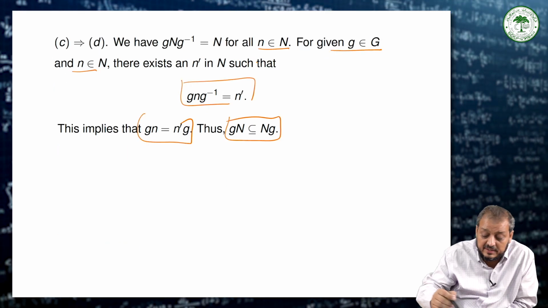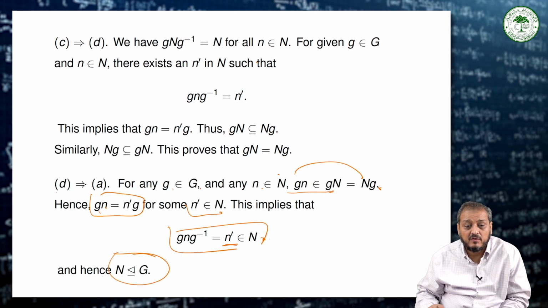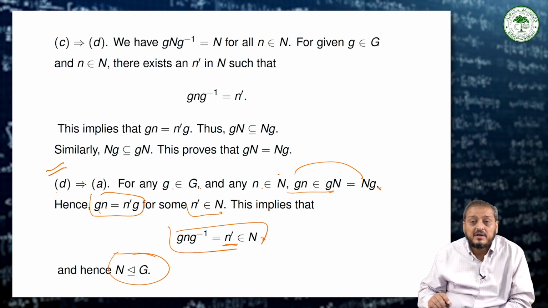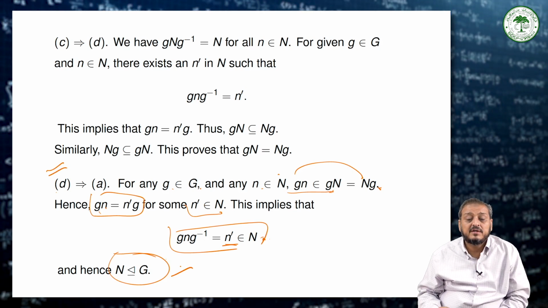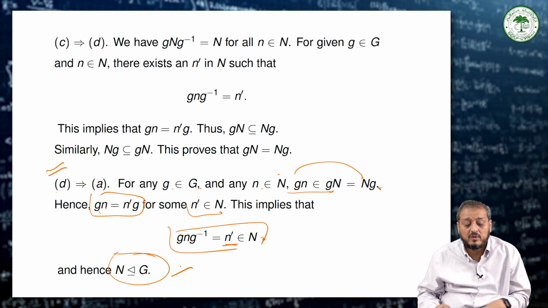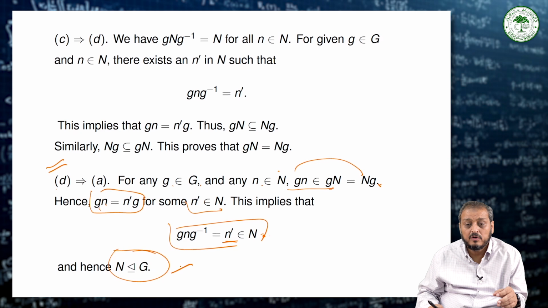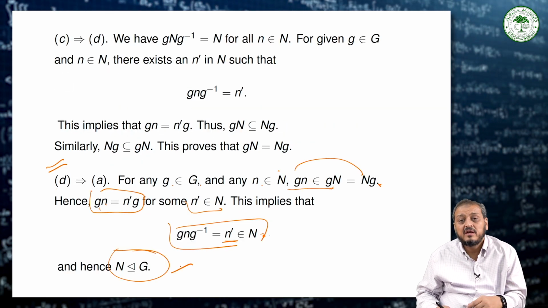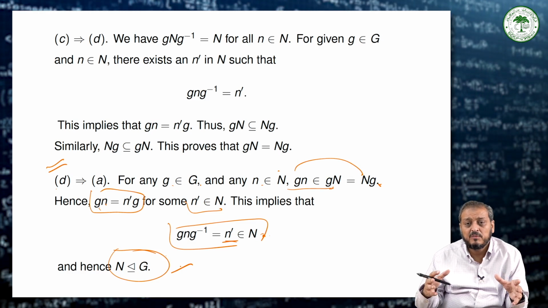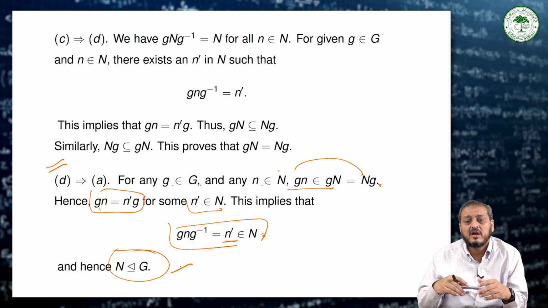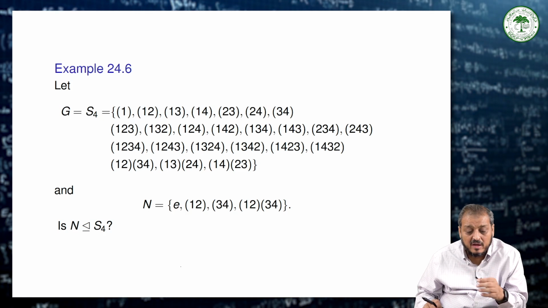This slide is repeated. So C implies D we have to prove, and then finally we have to prove D implies A also. This means this equation holds for all g, and in this way we can say that this is true for each and every set. So A implies B. This is the equivalent condition. If N is a normal subgroup, then B, C, D are equivalent. We can say that.